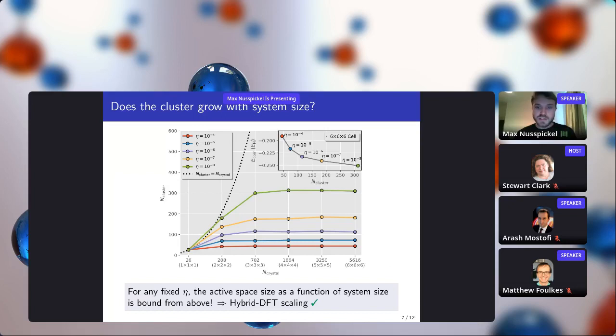Now, our bottleneck really in this method is the mean field that we have to do in the beginning, the Hartree-Fock calculation. And this is a situation that is completely analogous to hybrid DFT, where also your bottleneck is the evaluation of exact Hartree-Fock-like exchange. So we kind of have the same computational scaling, we argue.